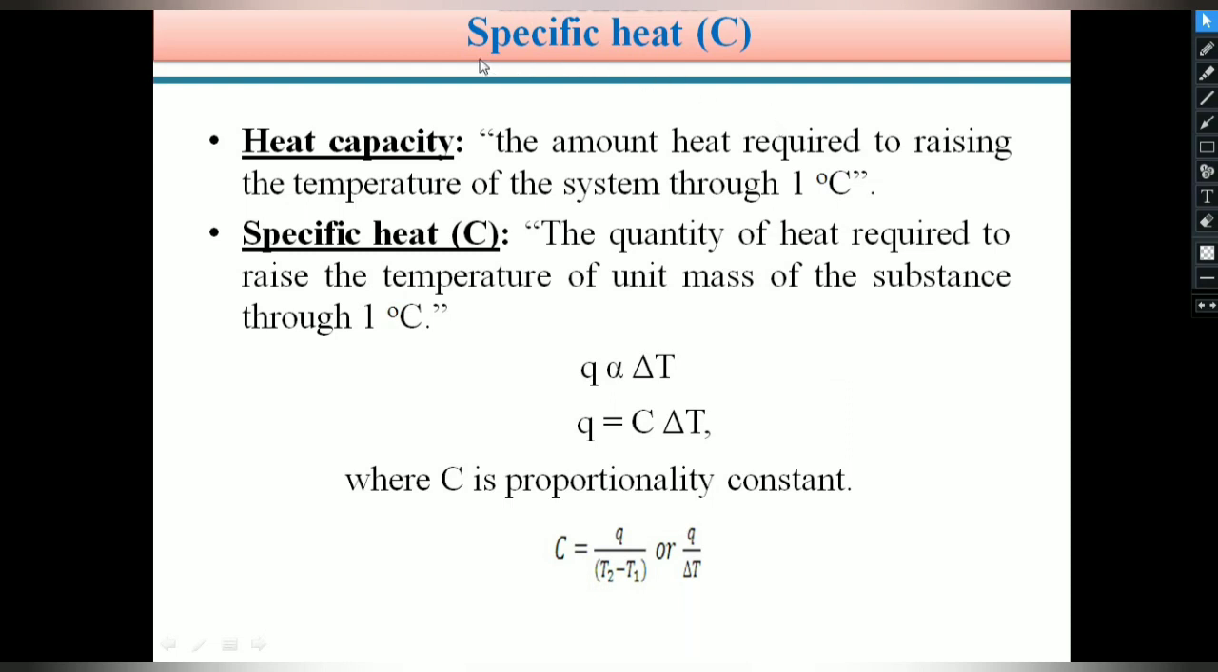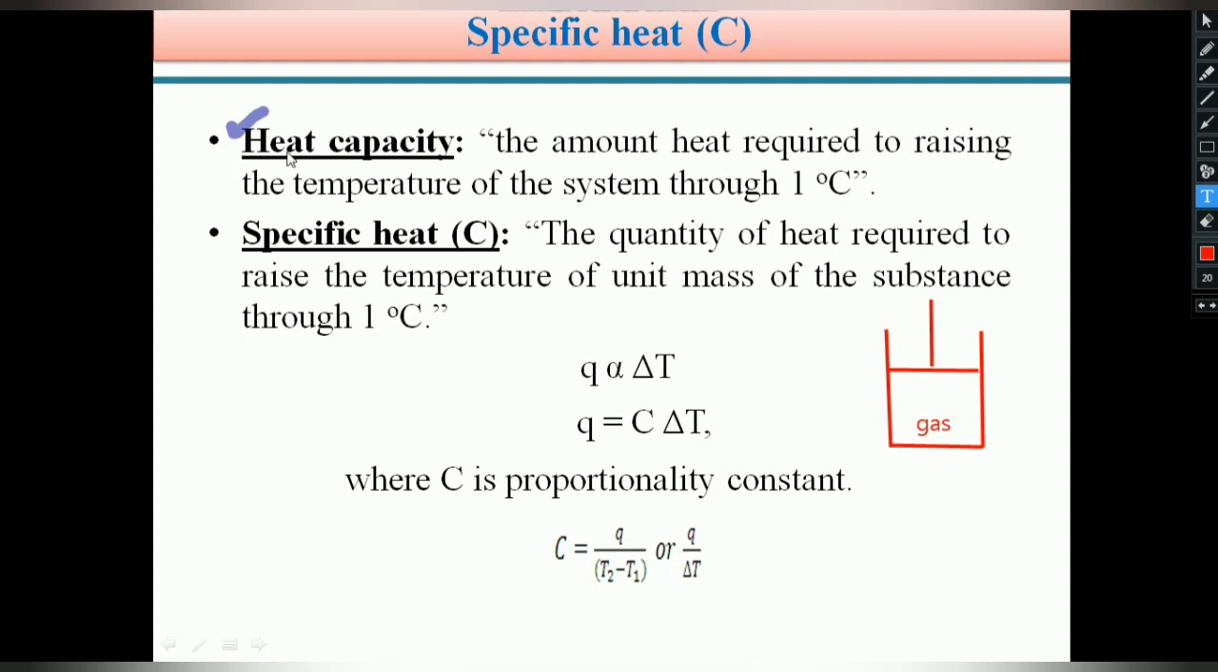Specific heat is denoted with a capital C. So before knowing the specific heat, we should learn the heat capacity definition. To explain this heat capacity definition, initially, for example, you can assume in a cylinder a gas is present. The gas present in the cylinder is our system.